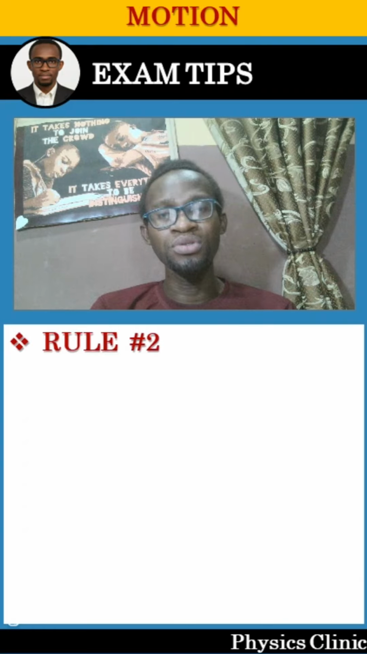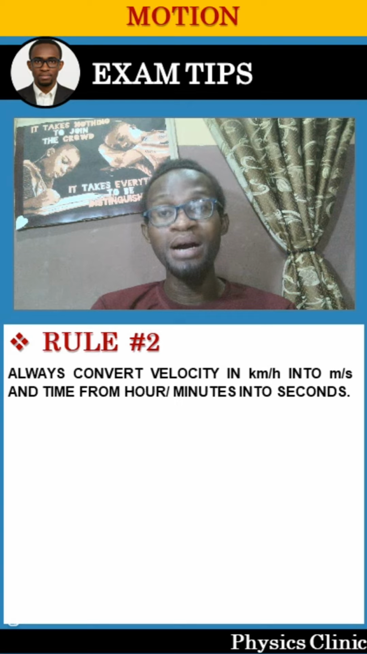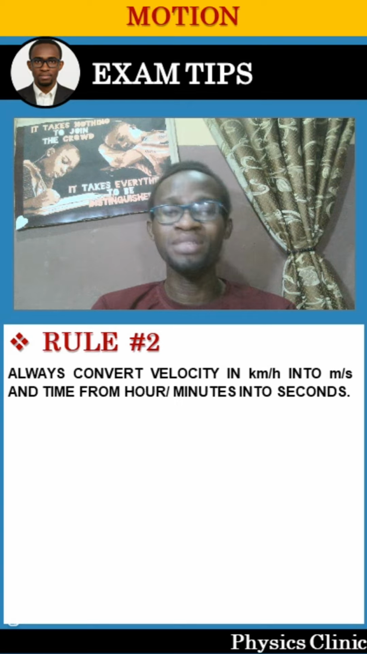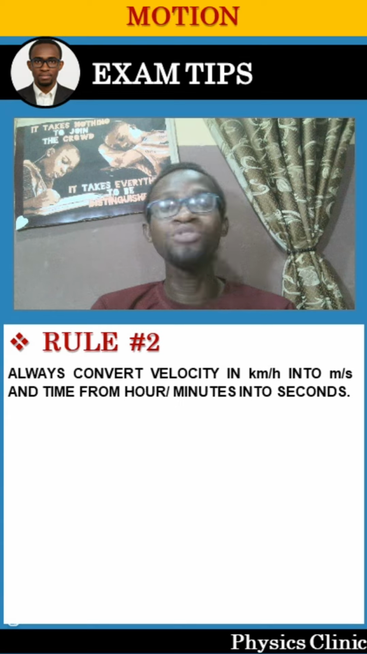What is the second rule? Rule 2: always convert velocity in kilometer per hour into meter per second, and time from hours or minutes into seconds.